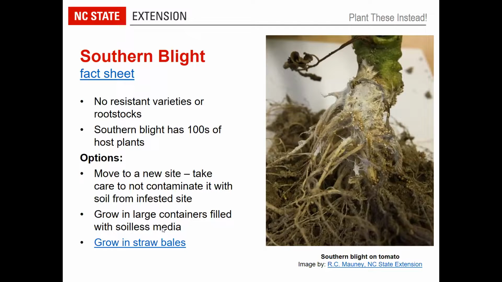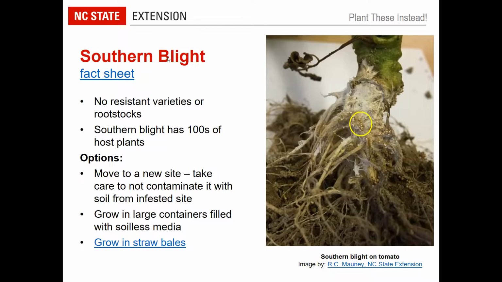You can grow in large containers filled with soilless media, or you can grow in straw bales. And there's a link here to a fact sheet. I've done this with tomatoes, and they actually grow really well in straw bales if you prepare them correctly and manage the moisture. So that would be your option for southern blight.